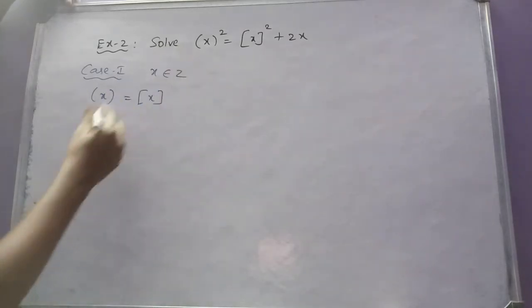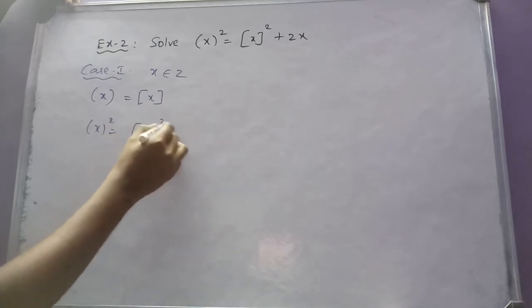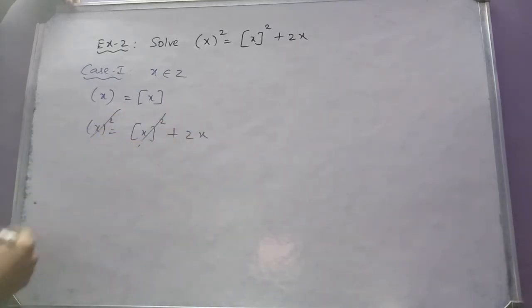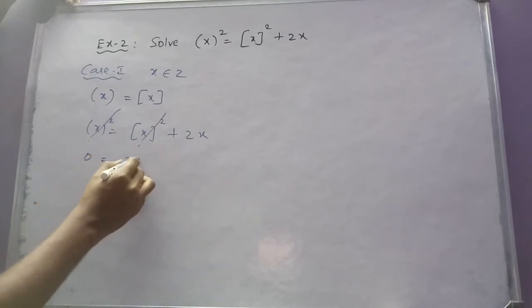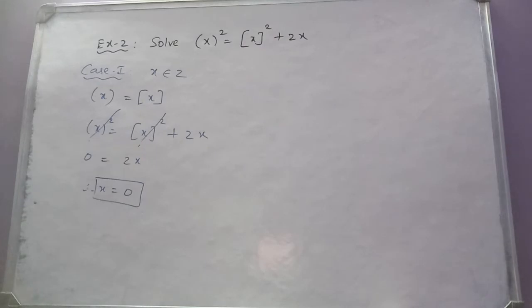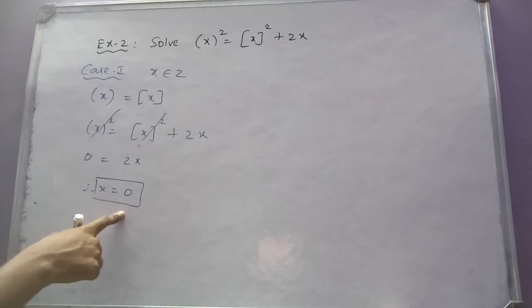So then what happens to the equation? Take the equation. Since these two things are equal, they'll get cancelled. You'll get 0 is equal to 2x. So therefore x is equal to 0. So I got a solution from case 1 when x is an integer. So if x is an integer, the first solution is x is equal to 0.